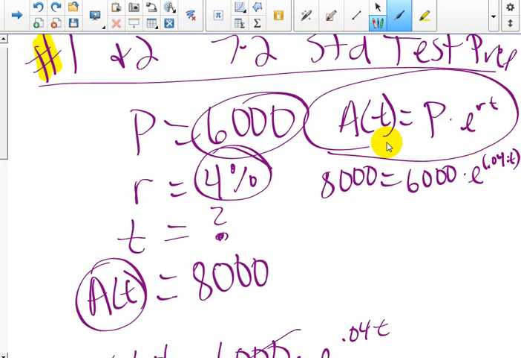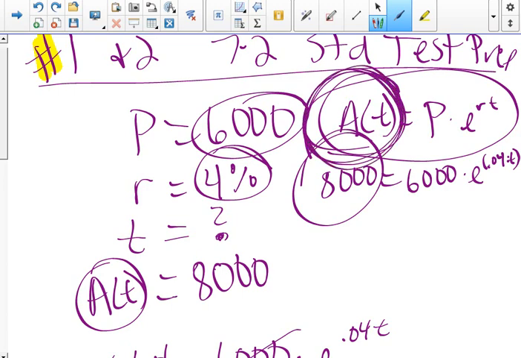because they told us: suppose you deposit $6,000 in a savings account that pays interest in an annual rate of 4% compounded continuously. How many years will it take for the balance of your savings account to reach $8,000? So that's why I said the final amount you want is $8,000. Our unknown is t. Okay? So remember that capital A of t is your final amount over a period of time. And they said, how long will it take to reach 8,000? So 8,000 becomes my capital A of t.